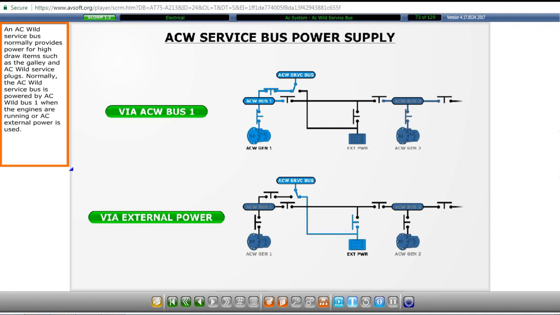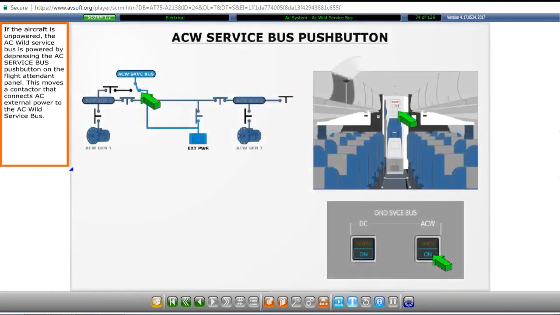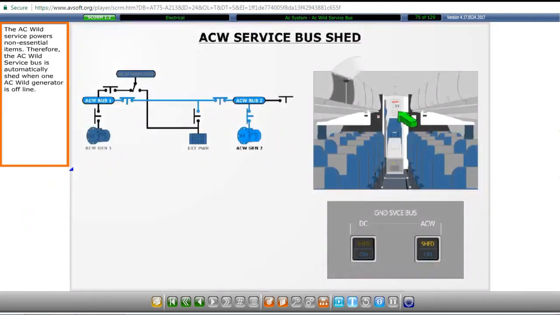An AC wild service bus normally provides power for high-draw items such as a galley and AC wild service plugs. Normally, the AC wild service bus is powered by AC wild bus 1 when the engines are running or AC external power is used. If the aircraft is unpowered, the AC wild service bus is powered by depressing the AC service bus push button on the flight attendant panel. This moves a contactor that connects AC external power to the AC wild service bus.